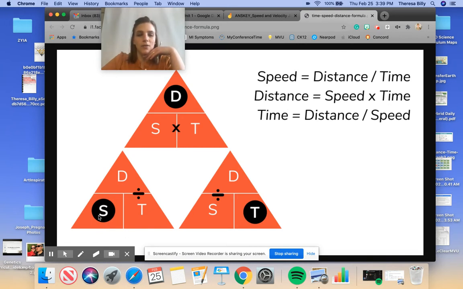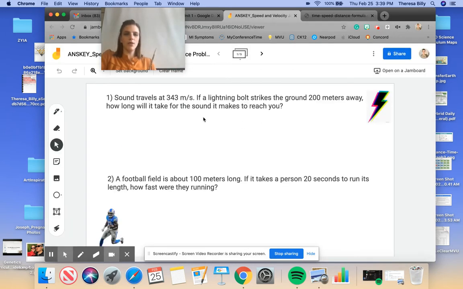Distance equals speed times time. Down on the left-hand triangle, we are solving for speed, and that, like we said, is distance divided by time. So we already know that one. And on this right-hand side, we're solving for time. So our equation is distance divided by speed. All right. So let's go ahead and use those to answer some of these questions.